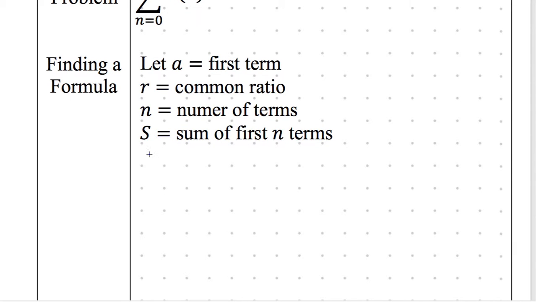Let's do a general formula for S. S is equal to the sum of all these things. What's the first term? You literally have to read one of these. It's either S, N, R, A. Oh, the first term is A.